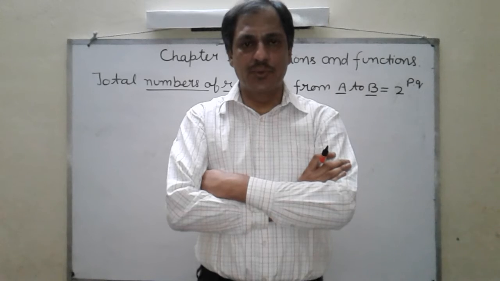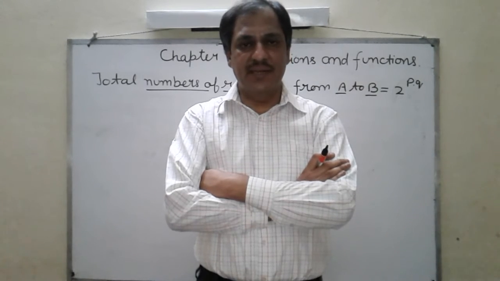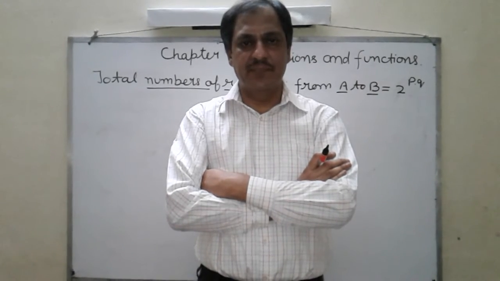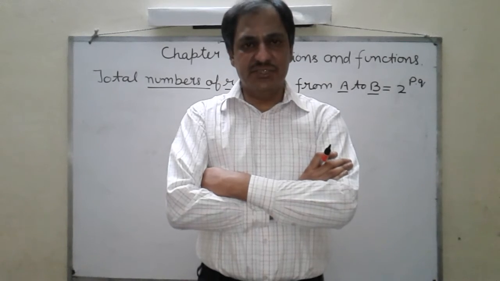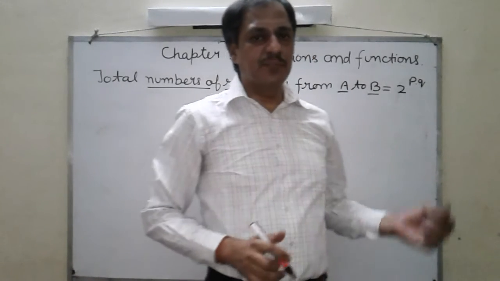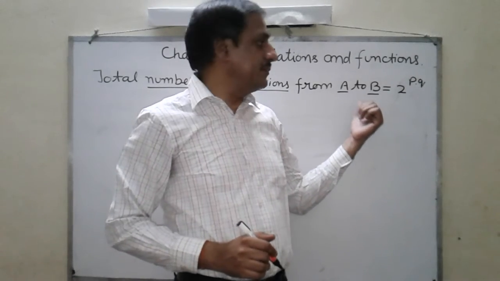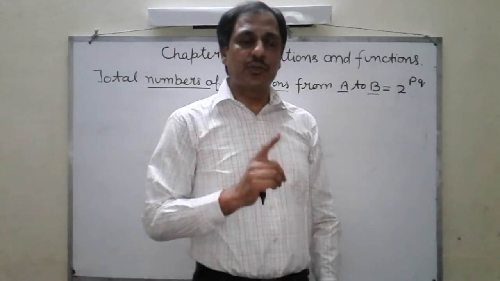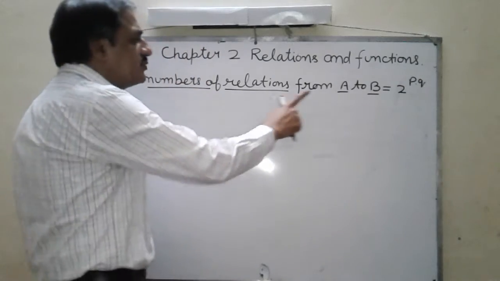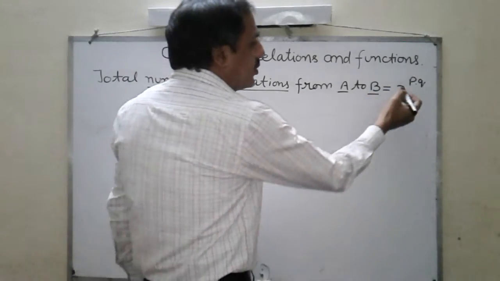Today I am going to find the total number of relations from set A to set B. If the number of elements in set A is equal to P and the number of elements in set B is equal to Q, then the total number of relations from set A to set B is given by 2 to the power P into Q.